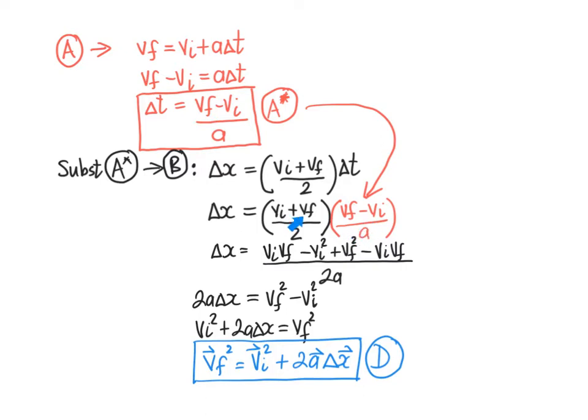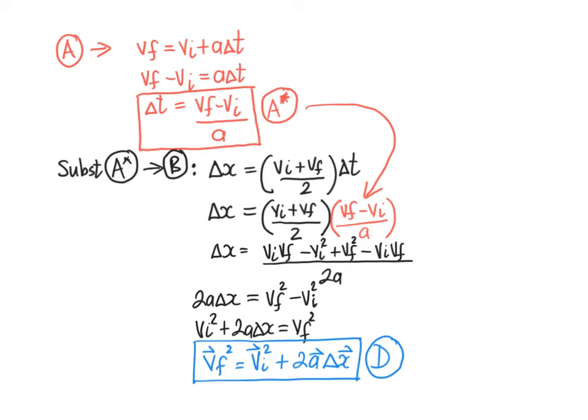When we multiply these two together, we get a difference of 2 squares. And when we multiply 2a across, we get v squared final minus v initial squared equals 2a delta x. Taking v initial squared to the other side, the sign changes, and we get v final squared equals v initial squared plus 2a delta x. Rewriting it with the arrows for the vector quantities, v final squared equals v initial squared plus 2a delta x.